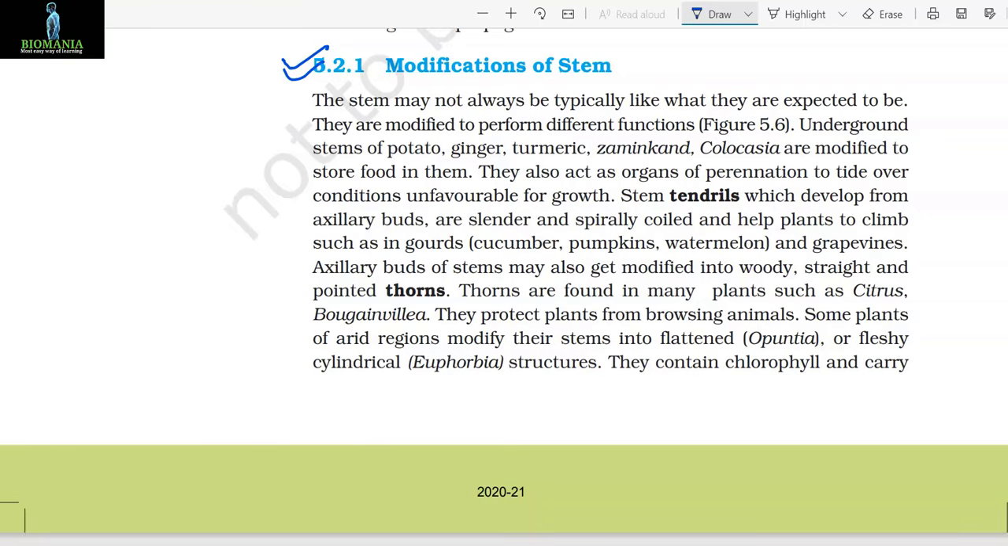Stem tendrils which develop from axillary buds are slender and spirally coiled and help plants to climb, such as in gourds like cucumber, pumpkins, watermelon and grapevines. Axillary buds of stems may also get modified into woody, straight and pointed thorns. Thorns are found in many plants such as citrus, bougainvillea. They protect plants from browsing animals. Some plants of arid regions modify their stems into flattened opuntia or fleshy cylindrical euphorbia structures.